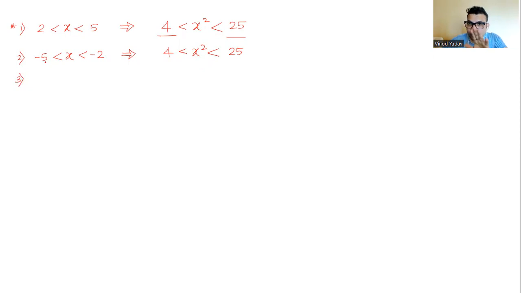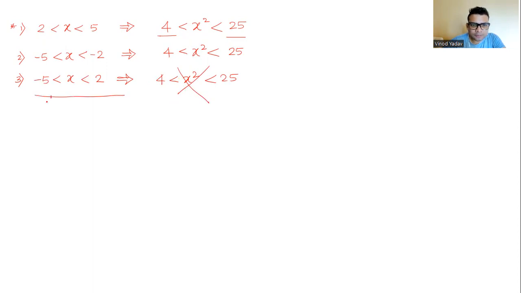Now, see this third one carefully. Let's say if x is more than minus 5 but less than 2, means lower limit is negative, upper limit is positive. So we have opposite symbols here. So can you simply say x square will be like more than 4 but less than 25? Will this work here also? No. Think about it. No.